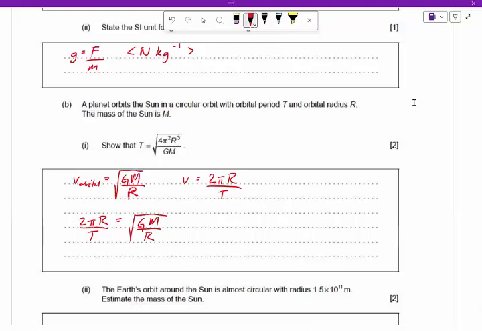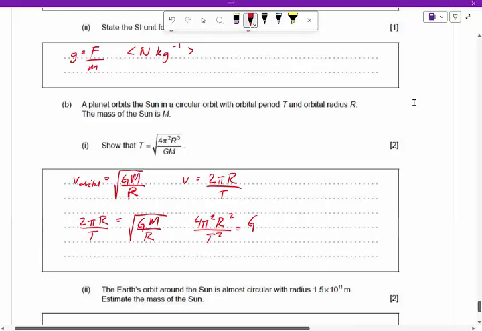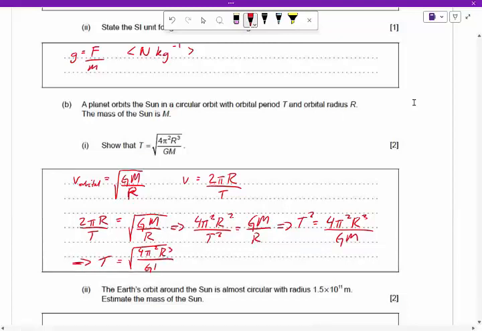Just to make it a little bit simpler, we can square everything first. So we get 4 pi squared r squared over T squared equals GM over r. Just makes it a bit easier to see. And so now rearranging this for T squared, we get T squared is equal to 4 pi squared r cubed over GM, which means that T equals the square root of 4 pi squared r cubed over GM as required.